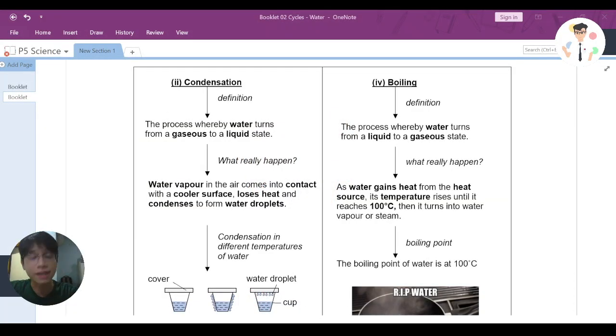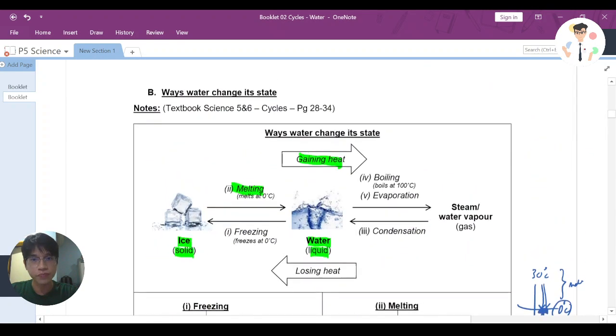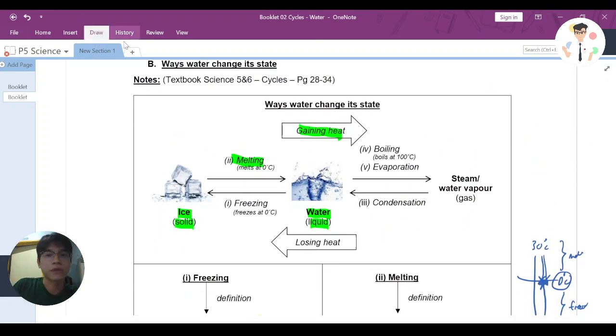Welcome back to digital class, and this is a discussion for our cycles in water booklet. Now we're looking at the ways of water changing its state, and we're focusing on condensation. So let's come back to this diagram. Previously we looked at freezing and melting, and now let's focus on condensation.